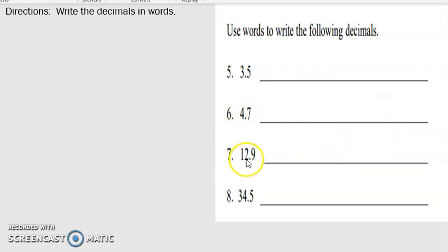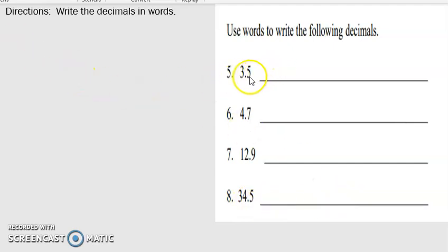We're going to say the decimal. Say it. 12 9/10. We're going to write it in words. Here we go. We're going to read this one. 34 5/10. You write the words that come out of your mouth.